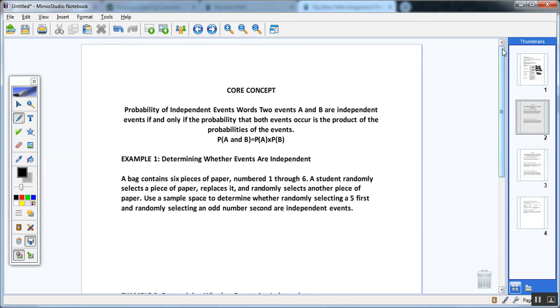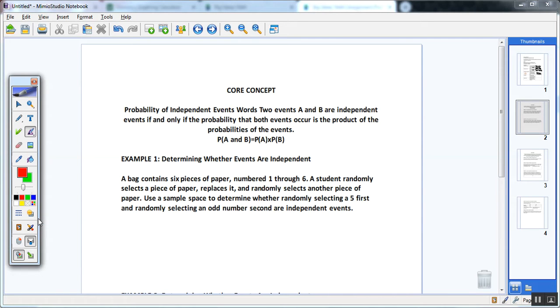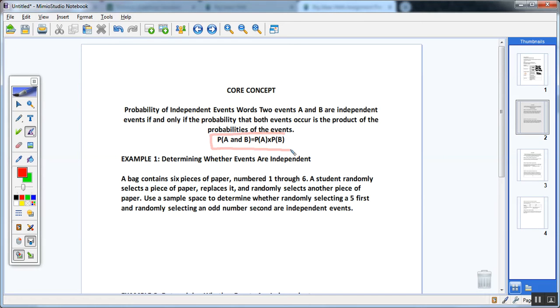Core concept. Volunteer to read core concept for me. Yes, Michael. Probability of independent events: events A and B are independent events if and only if the probability that both events occur is the product of the probabilities of the events. Okay. When events are independent of each other, meaning one doesn't depend upon the other, this is what you really need to know. The probability of the 2 events happening is just the product of their probabilities.